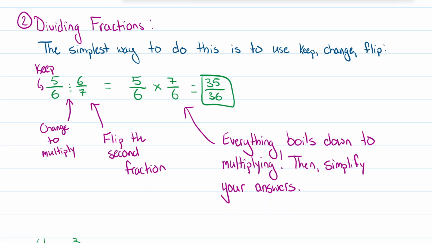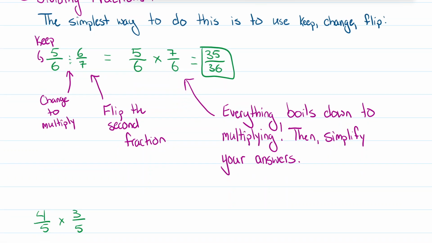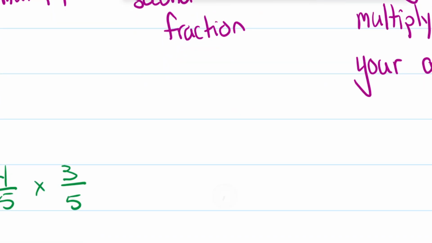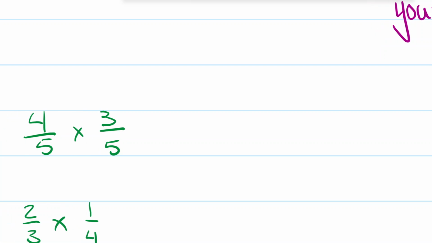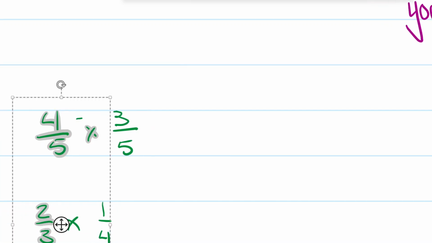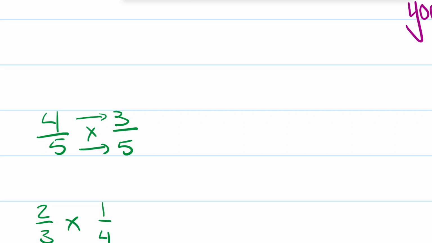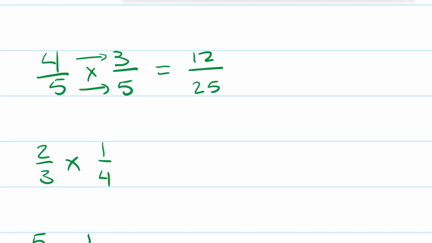And then you have to make sure that your answers are simplified. So let's take a look at a few examples just to get it away. You've got 4/5 times 3/5. You're going to do the same thing. You're going to multiply your tops, you're going to multiply your bottoms, and you're going to get 4 times 3, which is 12, over 5 times 5, which is 25. Those can't be simplified, so we're good to go.